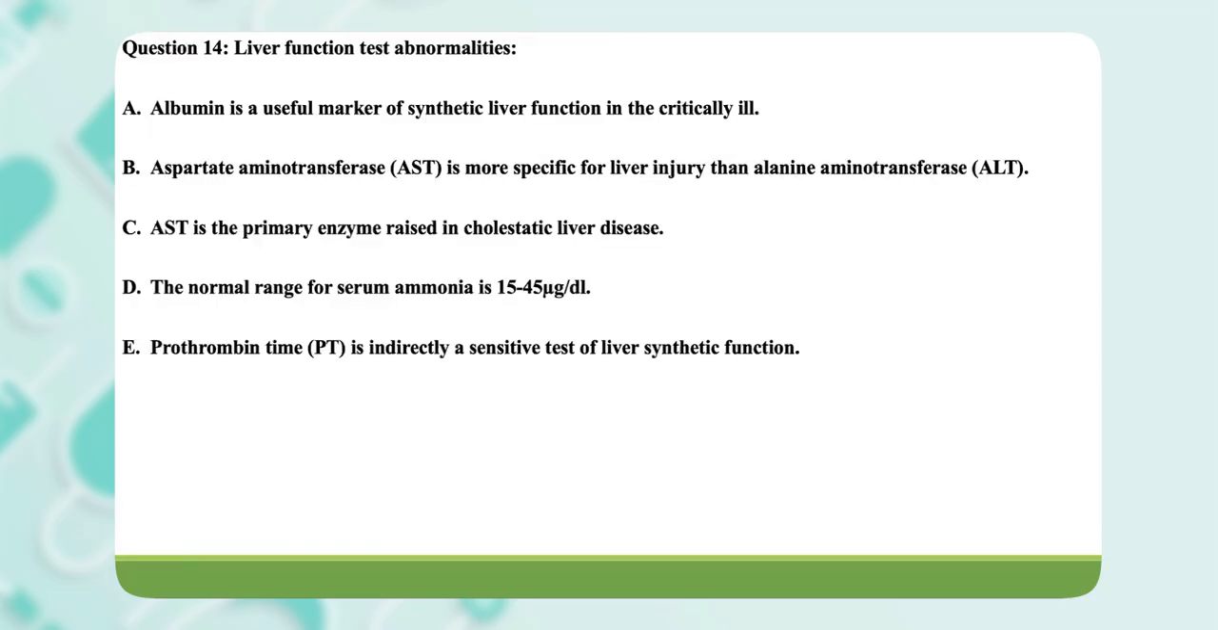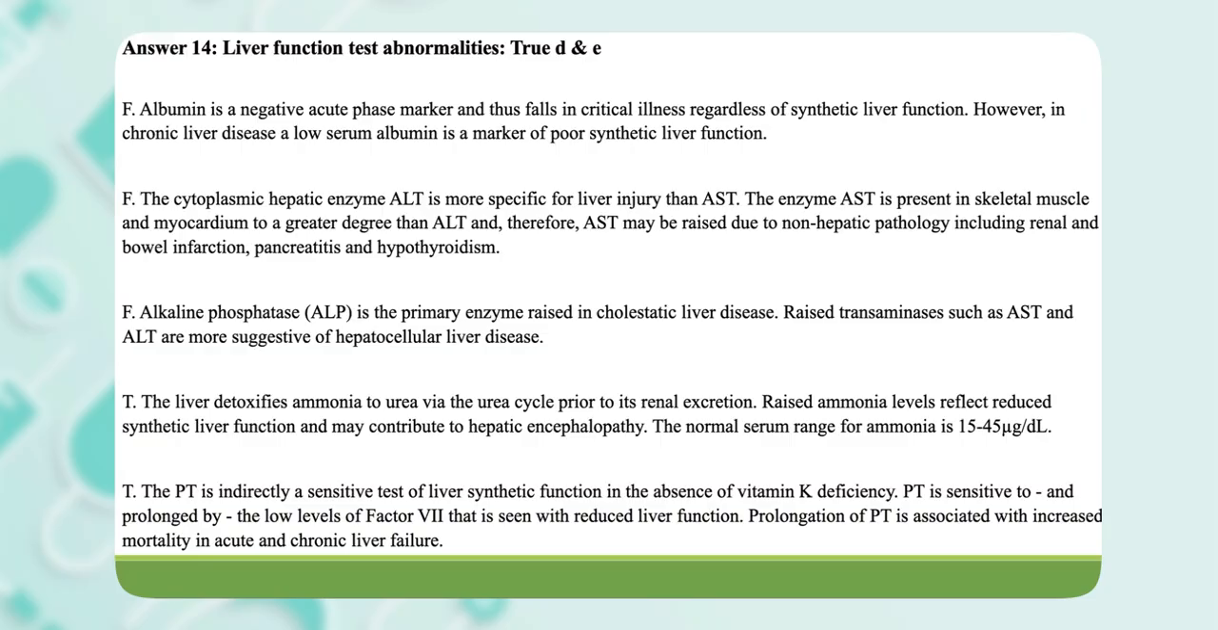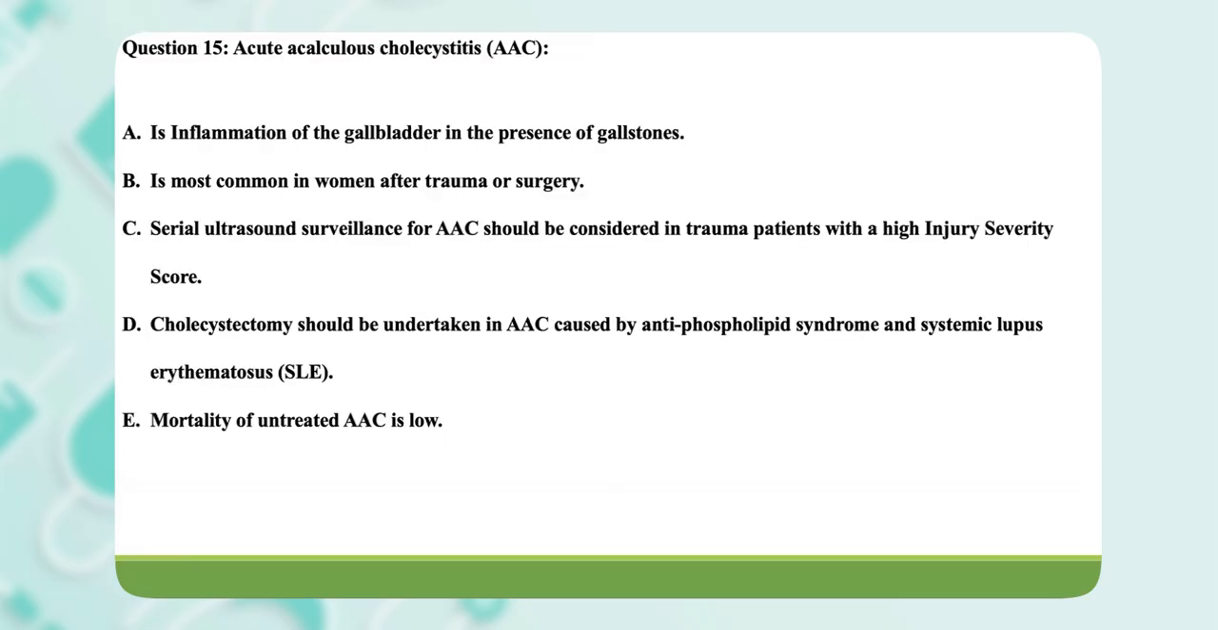Next, your AST or ALT. The cytoplasmic hepatic enzyme ALT is more specific for liver than the AST. The enzyme AST is present in the skeletal muscle and myocardium to a greater degree than the ALT. So ALT is more specific for your liver injury.